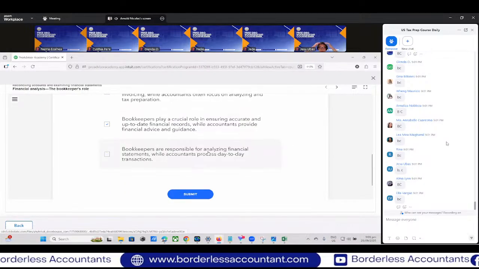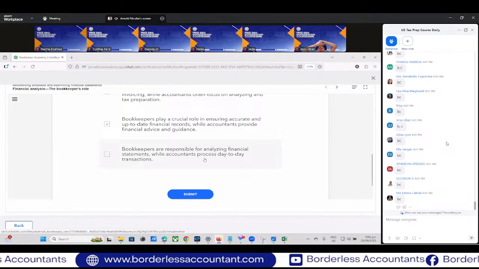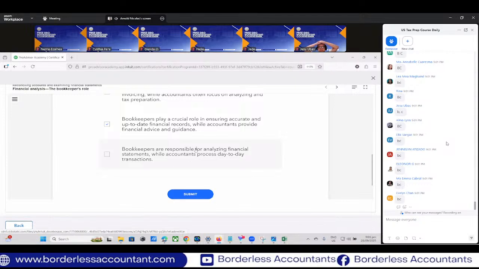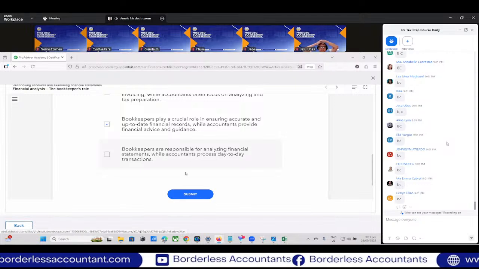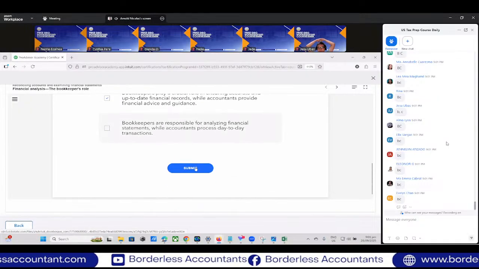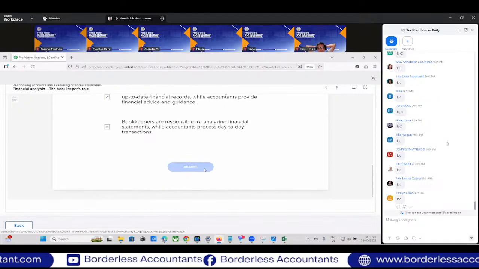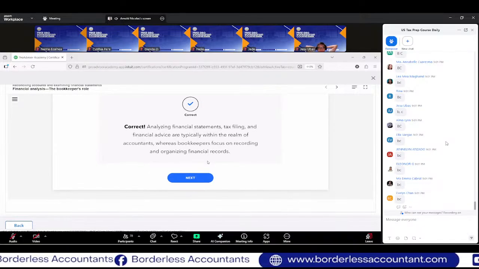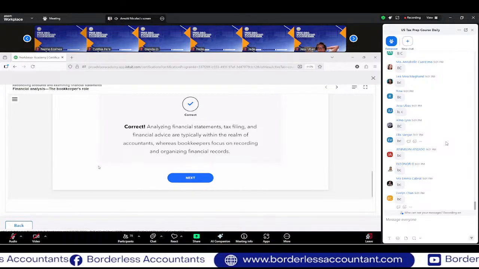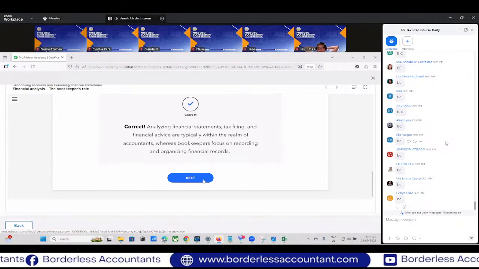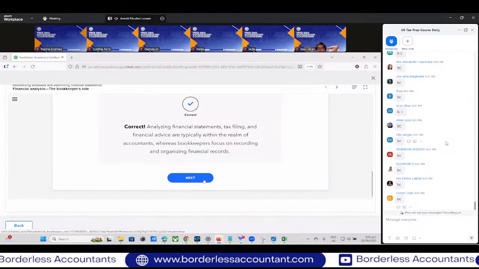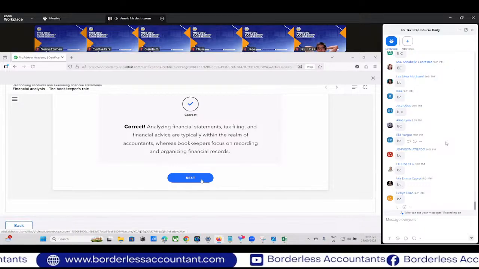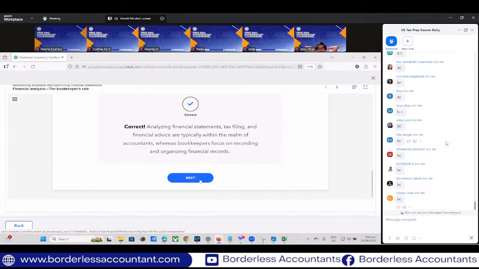Bookkeepers are responsible for analyzing, that's wrong. Process day-to-day transactions, that's wrong. It's the bookkeeper, so the fourth one is the other way around. So the second and third answers are correct. Yeah, B and C are the best answers, and most of us got the correct one. Correct. Analyzing financial statements, tax filing, and financial advice are typically within the realm of accountants, whereas bookkeepers focus on recording and organizing financial records.